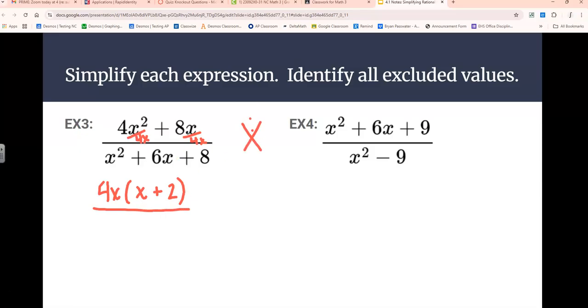But we will do x method on the denominator. We've got to multiply to get a positive 8, add to get a positive 6. Okay, what numbers are going to work for that? 4 and 2, positive 4, positive 2. So we've got x plus 4, x plus 2. Okay, excluded values have to come before you cancel. These are so easy to forget.